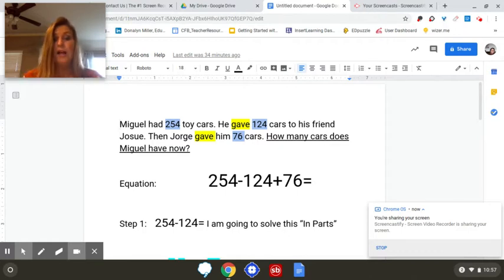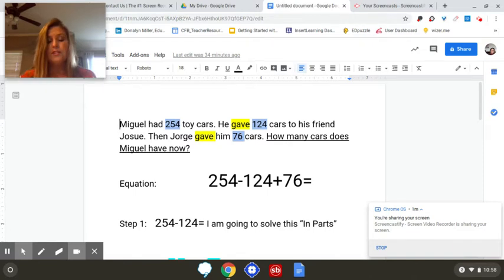So it says Miguel had 254 toy cars. He gave 124 cars to his friend, Josue. Then Jorge gave him 76 cars. How many cars does Miguel have? Well, let's consider this problem. The first thing we should do is know that we're going to be using the UPS. Remember, UPS stands for understand, plan, and solve.